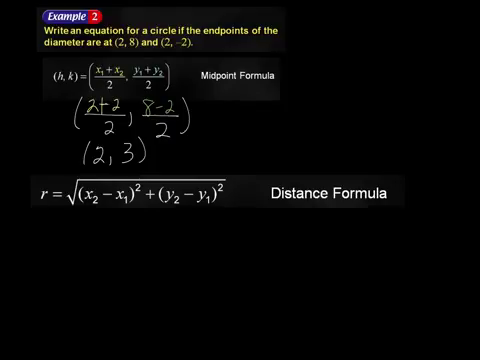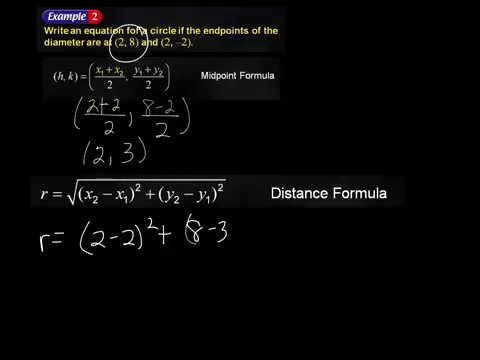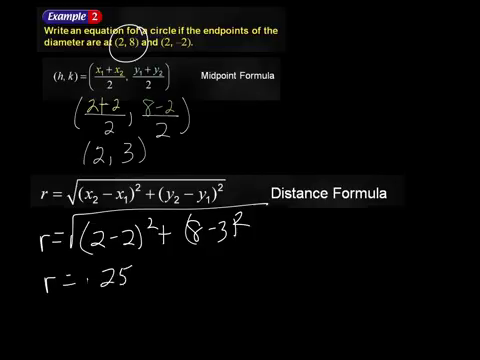Then we're going to have to use the distance formula to find the radius. So the difference in our x's, oh that's lovely, 2 minus 2 if we just use that first point, squared plus the difference in our y's squared, and the square root of that. So 2 minus 2 is 0. 0 squared is still 0. 8 minus 3 is 5. So 5 squared is 25. Square root of 25 is 5.